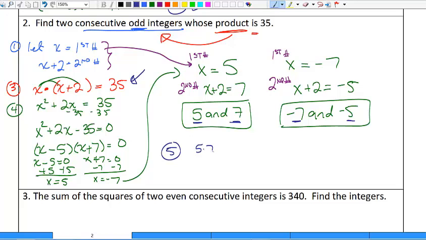Okay, does 5 times 7 equal 35? It sure does. Does negative 7 times negative 5 equal 35? It sure does. You don't really have to write down your check. I'm just making sure I'm writing it down so you guys can see what I'm thinking.